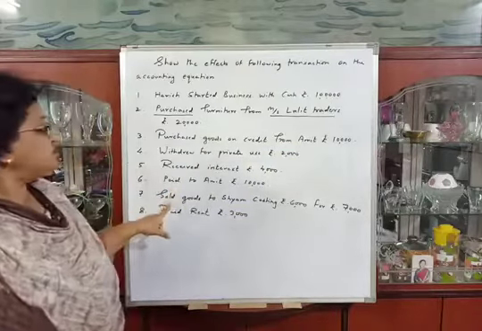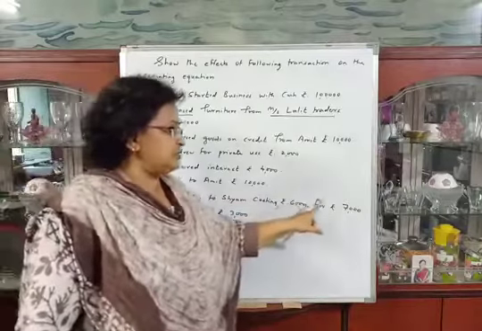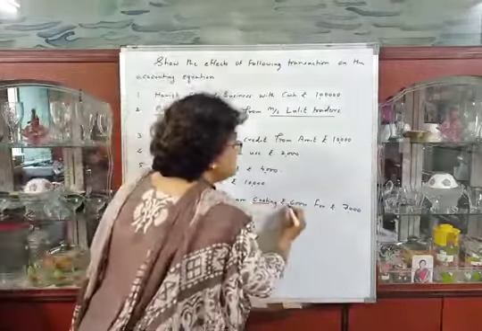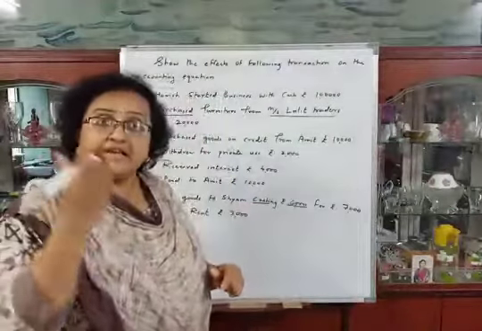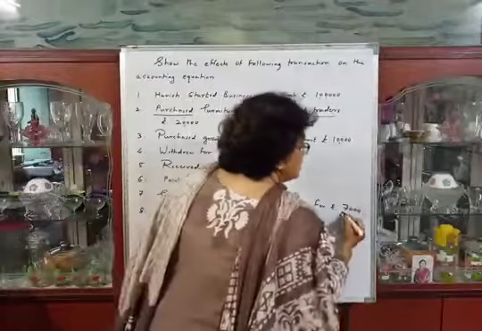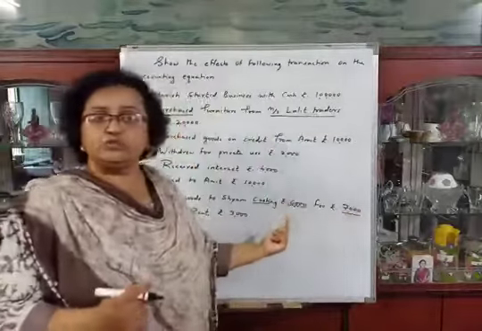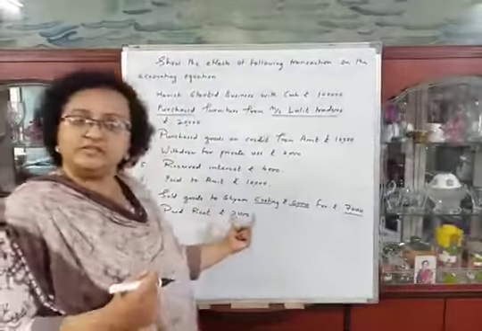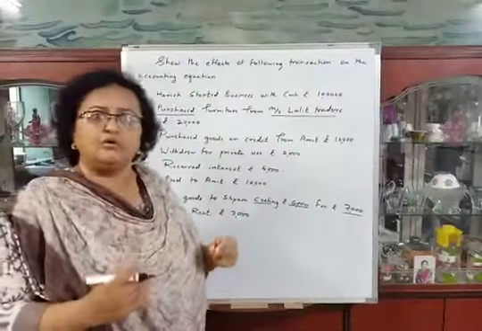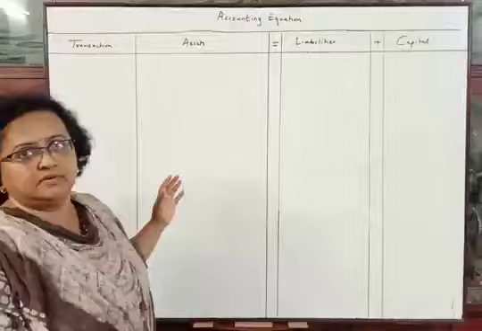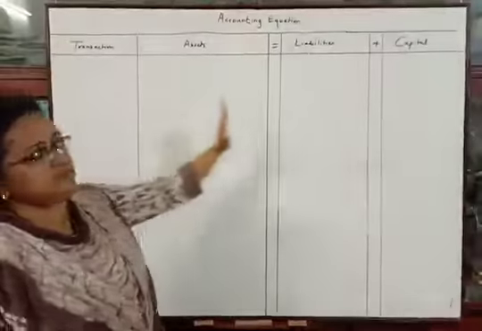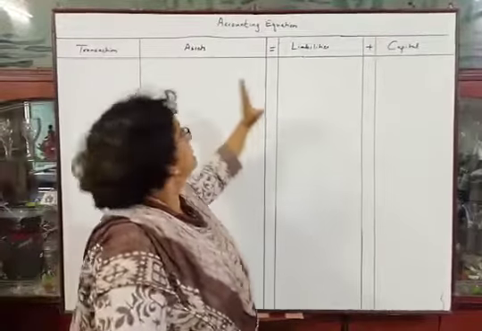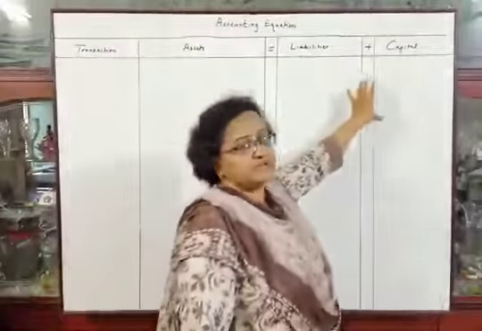Okay. Next, sold goods to Sham costing rupees 6,000 for rupees 7,000. Means we are selling the goods costing rupees 6,000, but the selling price we have charged will be rupees 7,000. So the difference between these two amounts will be our profit. Okay. Then paid rent rupees 3,000. Okay. Now we will solve the problem on the board. This is the table. Here we will write transaction and this is the equation. Assets is equal to liabilities plus capital.